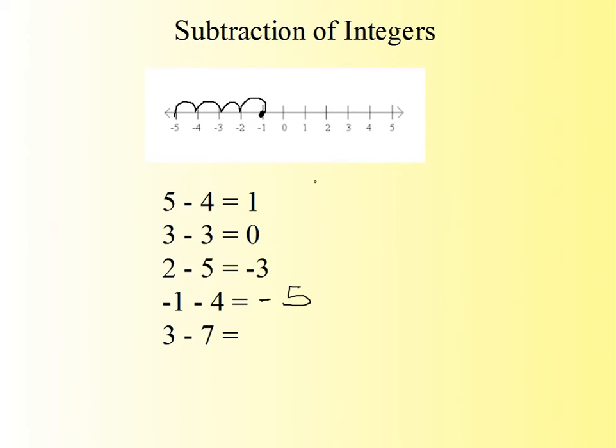And the last example here, we are told to start on 3, which is here, and we're told to subtract 7. So we're jumping 7 times. 1, 2, 3, 4, 5, 6, 7. So we end up here on -4.